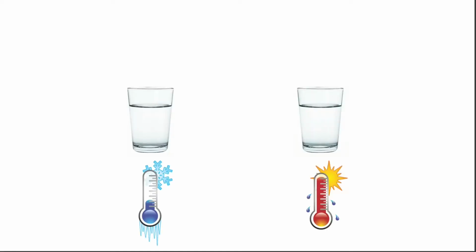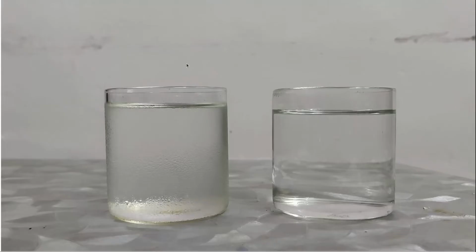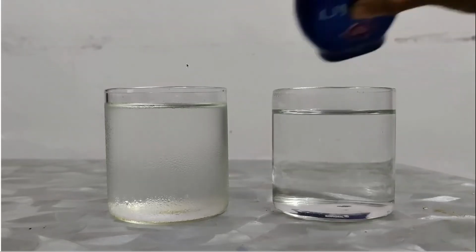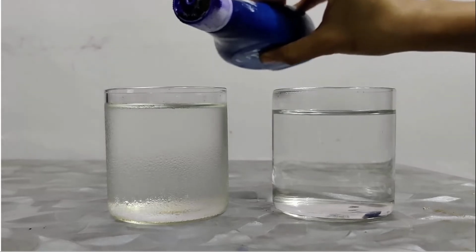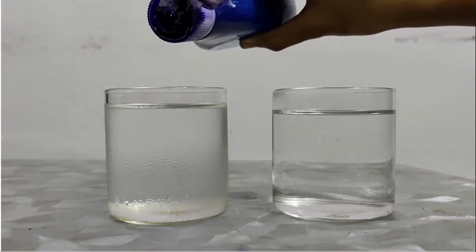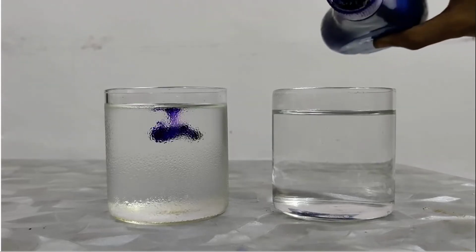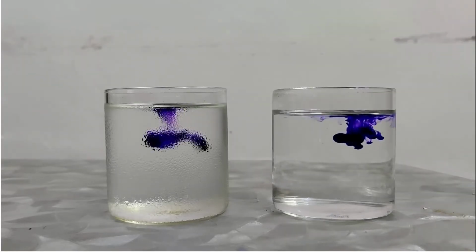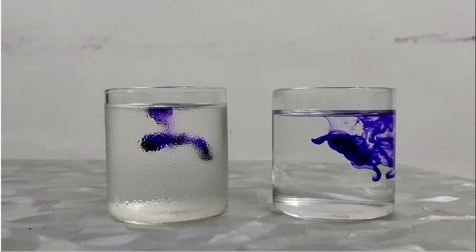Now, let's try one more activity. We'll need 1 glass of cold water and 1 glass with hot water, and we'll add ink to both of these glasses. For this experiment, I have 1 glass of chilled water on the left and a glass of hot water on the right. To both of these, I have added 1 drop of ink and I will leave them undisturbed.